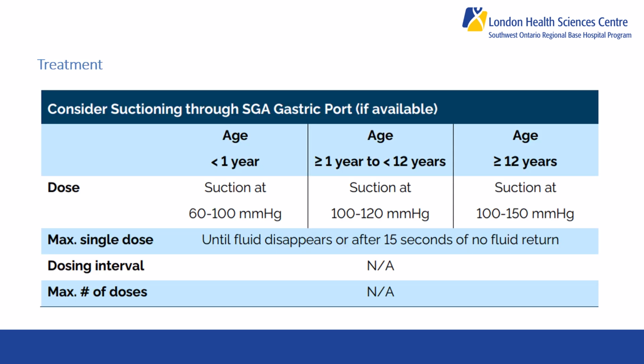Under treatment, suctioning levels align with the ones we currently utilize in our trach suctioning directive. For each age parameter, start low and work your way up to the appropriate level. It is not advised to start at 100 millimeters of mercury for each group. There have been no changes to dosing, and the expectation is we are still suctioning until fluid disappears or after 15 seconds of no fluid return.